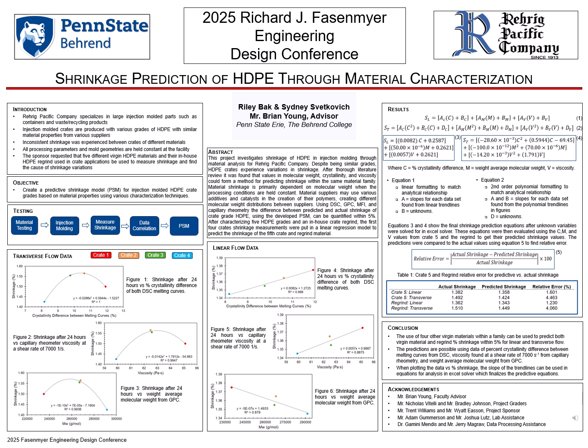The model was then used to predict the values for crate 5 and the regrind to compare with their actual measured shrinkage values to calculate the relative error. All error values for both the linear and transverse shrinkage in both materials were under 5%, proving the model was successful in comparison to our hypothesis, meaning that we did successfully predict the shrinkage in HDPE crate grades.